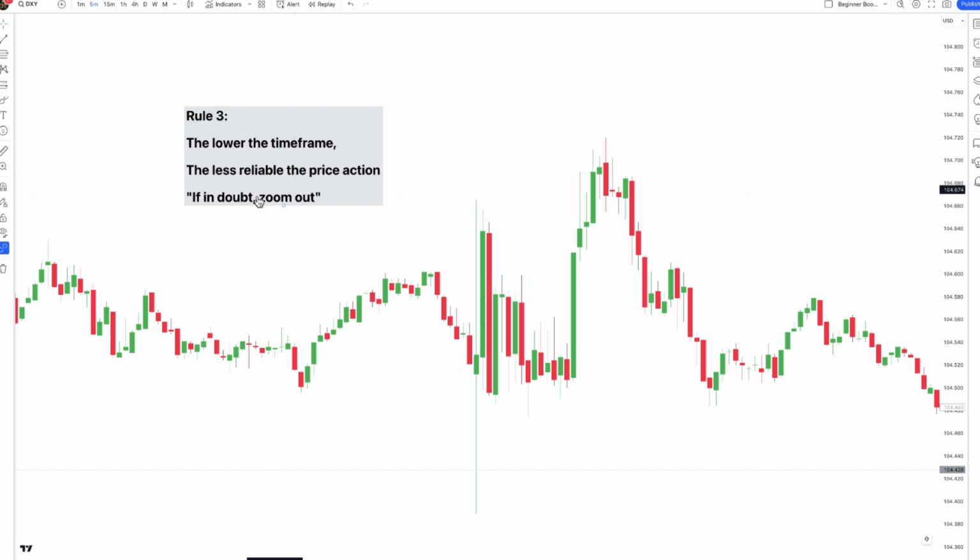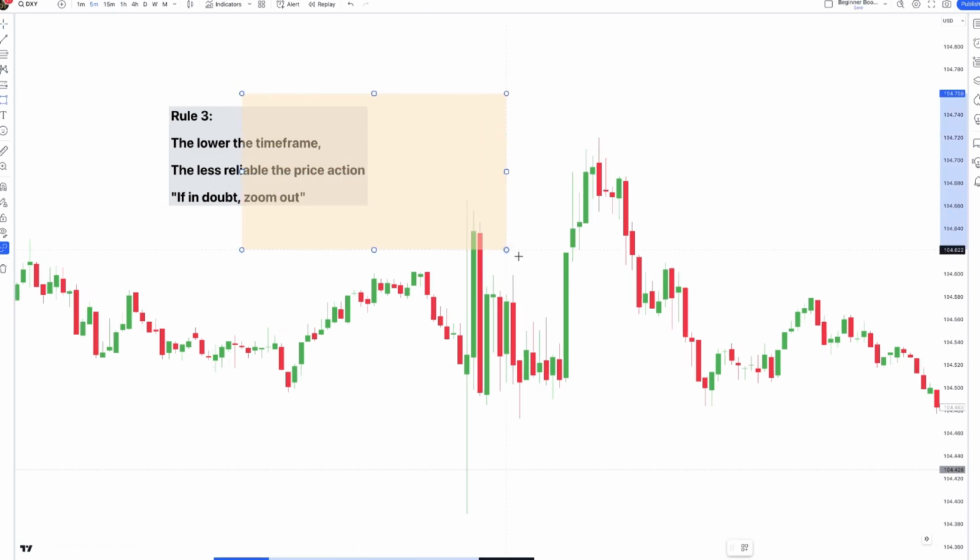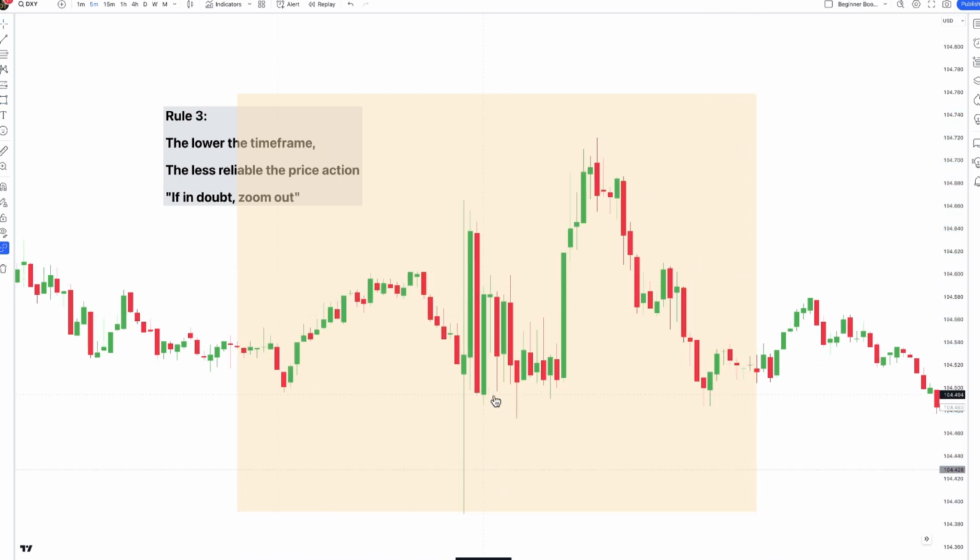And the rule is the lower the time frame, the less reliable the price action. And a nice tip here, if you are in doubt, zoom out. And with zoom out, I mean you can go from the 5 minutes, for example, to the 1 hour time frame. At the 1 hour time frame, every candle is 1 hour. So if you look, for example, at this piece of price action right here, this is not very nice. Like it goes up, down, it doesn't go anywhere.